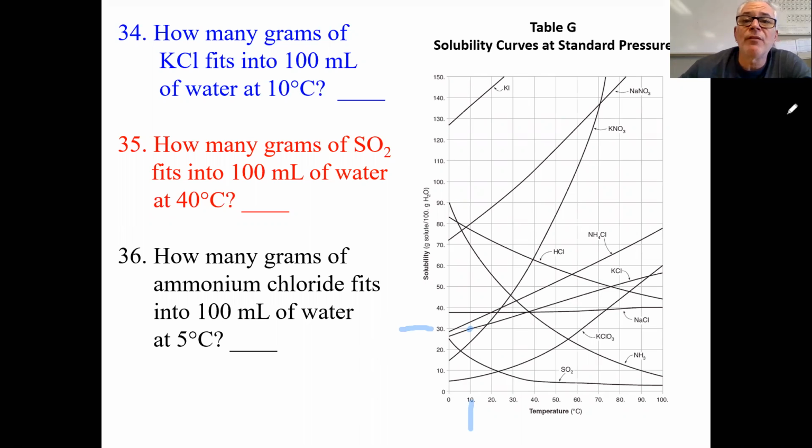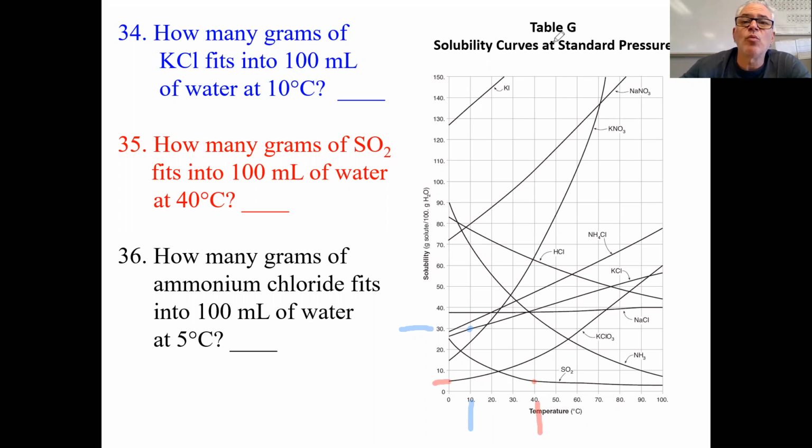Now, we'll do a different color. How many grams of SO2 fit in 100 mLs of water at 40 degrees? Well, let's find 40 degrees. 40 degrees is down here in red. Where the heck is this SO2 line? Oh, look, it's really close. So here's the place where we have to look. And what temperature is that? This one's a little tricky, right? It's in between, maybe 5 grams.